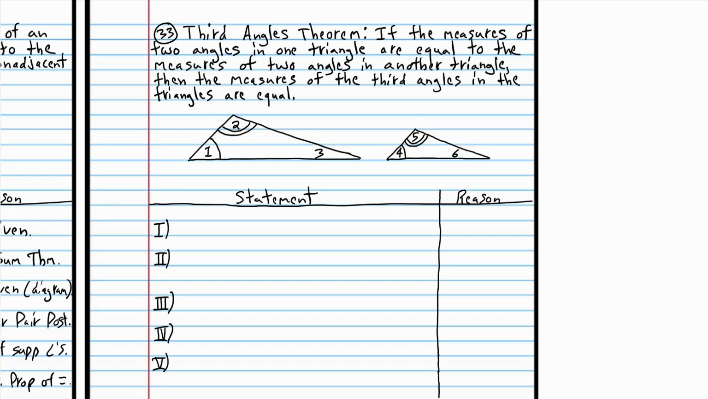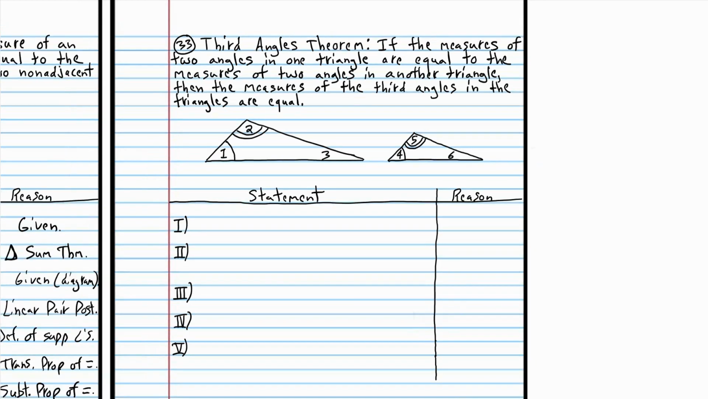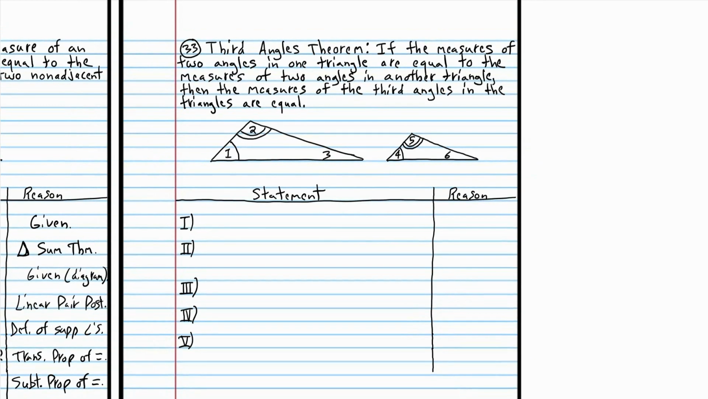So again, if angle 2 is equal to angle 5 and angle 1 is equal to angle 4, then angle 3 must be equal to angle 6. So you're going to try to prove that. It's not going to be that difficult of a proof. It seems kind of complicated, but it's really not that difficult. So try number 33. Use the Triangle Sum Theorem, and when you come back, we'll do it together.